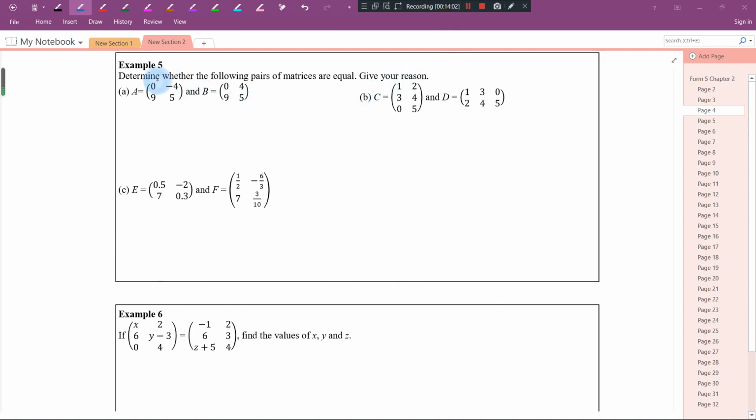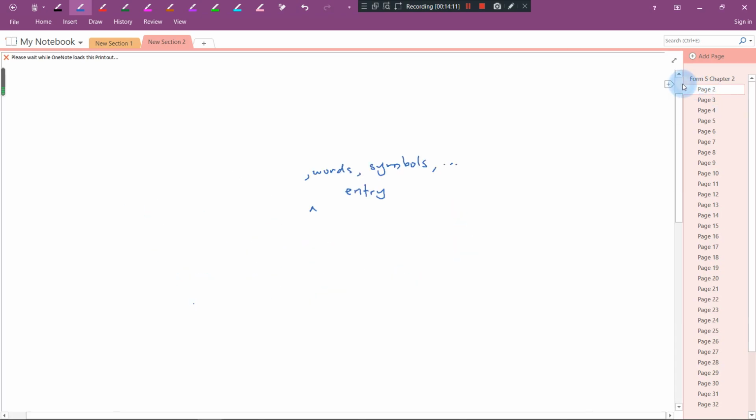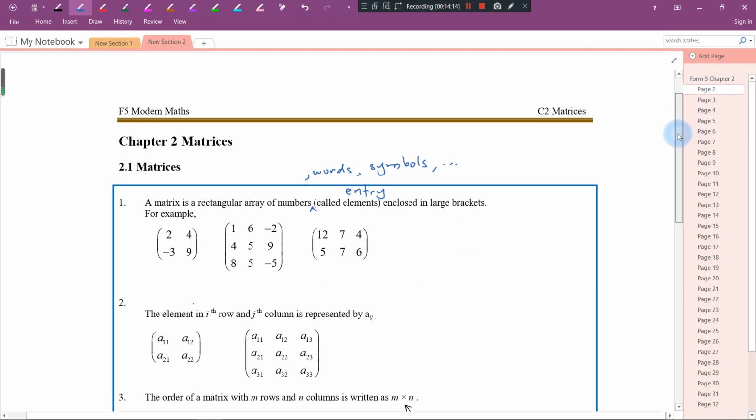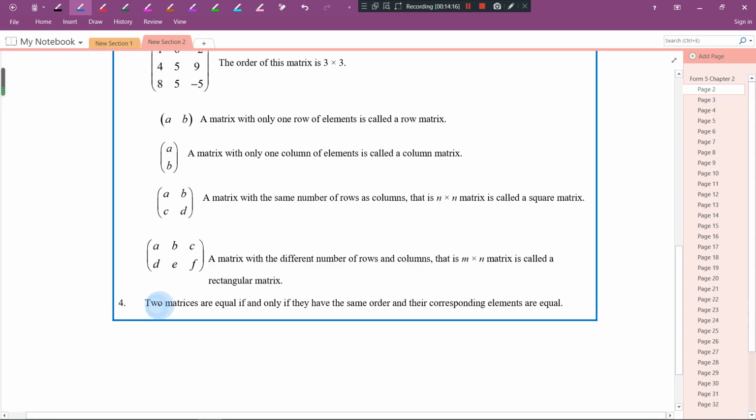Next example. In this example, we are talking about equal matrices. So what are equal matrices? Let me go back to the note. Two matrices are equal if and only if they have the same order and their corresponding elements are equal. We have two conditions here: same order and the corresponding elements are equal.